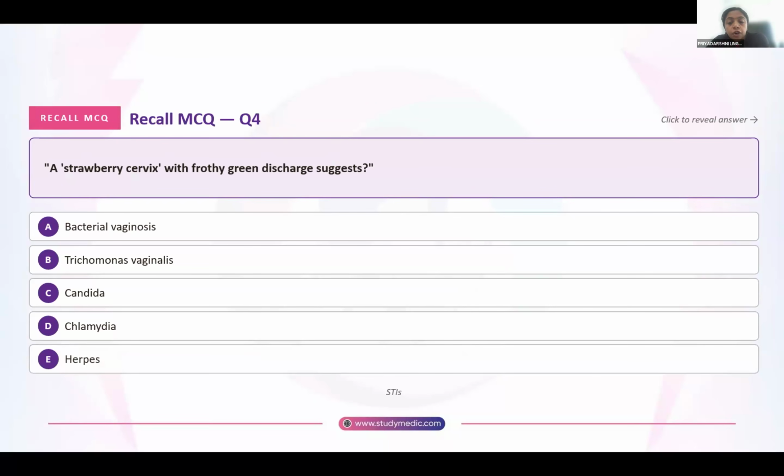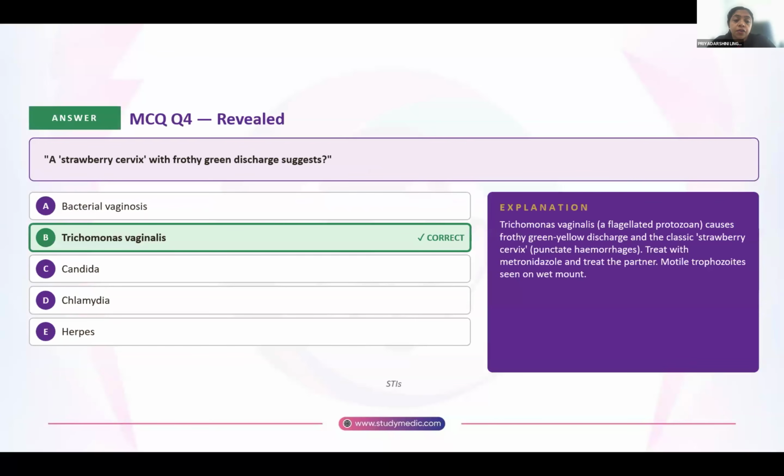In this, if you see strawberry cervix with frothy green discharge, suggesting of what? Is it bacterial vaginosis? Is it trichomonas? Is it candida? Is it chlamydia or herpes? Bacterial vaginosis, we just saw, is all your amine test, your whiff test, everything is seen with bacterial vaginosis. Strawberry cervix, frothy green discharge, this is suggestive of trichomonas vaginalis. And why is it called strawberry cervix? Because of the punctate hemorrhages this can produce. You need to understand that trichomonas is a motile organism, so you can expect an image also for this.